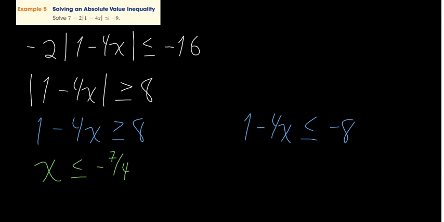On the right side, we're again going to subtract 1 from both sides. So we have negative 4x is less than or equal to negative 9. We're dividing by a negative number, so we end up with x is greater than or equal to, again flipping the sign, positive 9/4. Those are my two solutions, and let's write those in both set builder and interval notation.